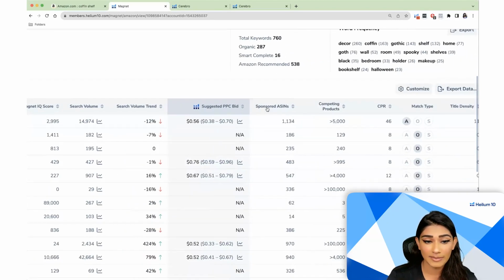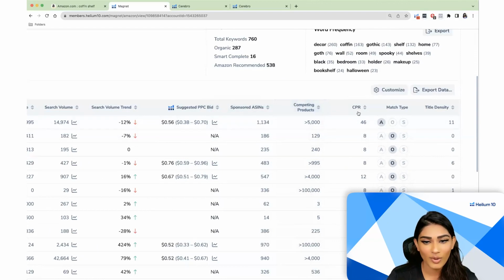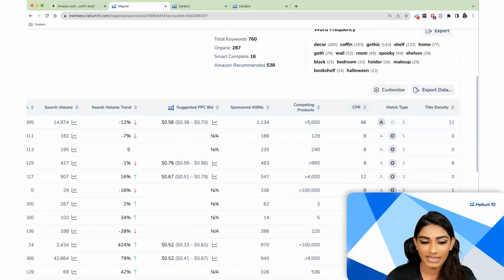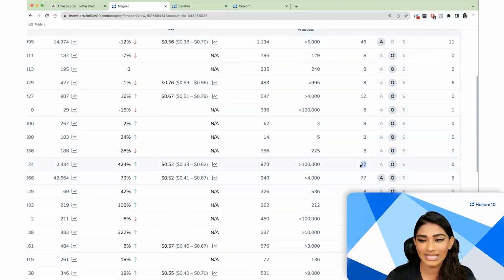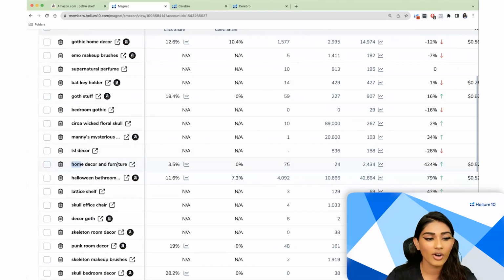You have your suggested PPC bid, sponsored ASINs, competing products, CPR, which if you don't know is a really, really useful metric because this is going to tell you how many products you have to give away at a discounted rate over the course of 8 days to rank on the top half of page 1. And so when we see something like, let's say 27 right here, right? What is this telling me? It's telling me that I need to sell at least 3 to 4 units every day for 8 days to make sure I'm ranking on the top half of page 1 for home decor and furniture.